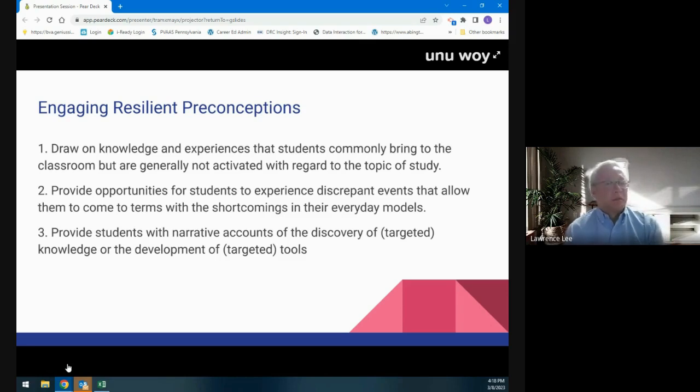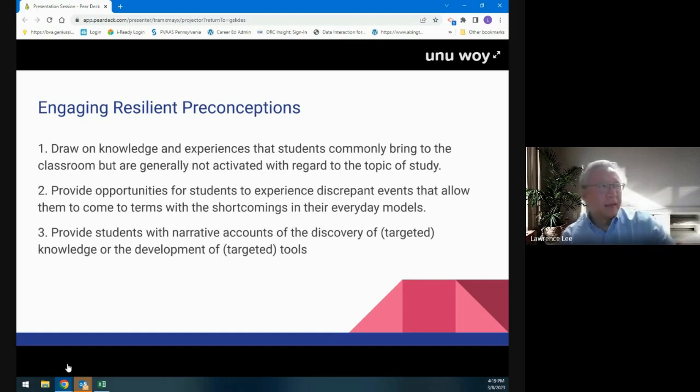So that's what we're talking about here when we're talking about engaging resilient preconceptions. Number one, to counteract those myths that we just talked about, and to really get into engaging what they already know about math. They just don't know it as math. Number two, provide opportunities to experience discrepant events that allow them to come to terms with what they don't understand. And that was the pirate problem. I myself hit a roadblock and said, oh, maybe my method to start this problem isn't good enough. So let me rethink this.